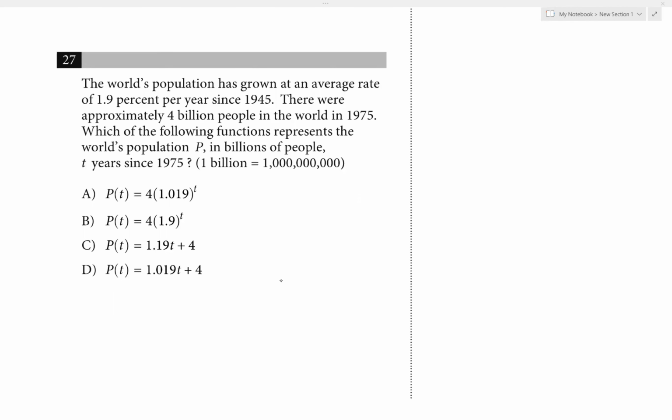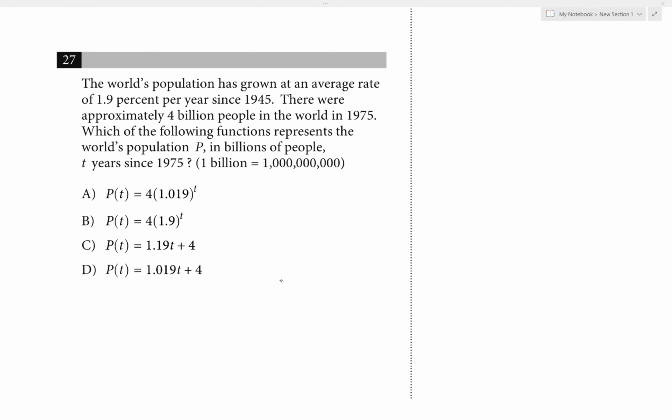Okay, number 27. The world's population has grown at an average rate of 1.9% per year since 1945. There were approximately 4 billion people in the world in 1975. Which of the following functions represents the world's population P in billions of people t years since 1975? Okay, so we know the population grows by 1.9% each year, and approximately there are 4 billion people in 1975.